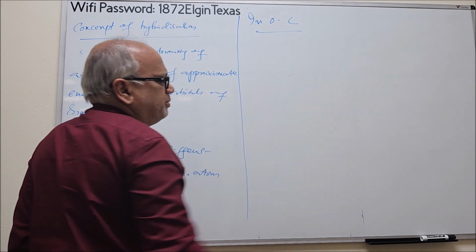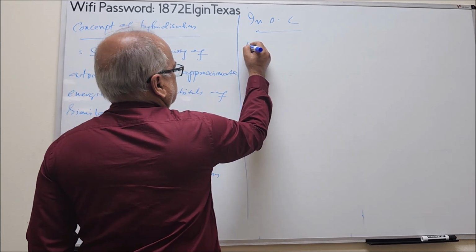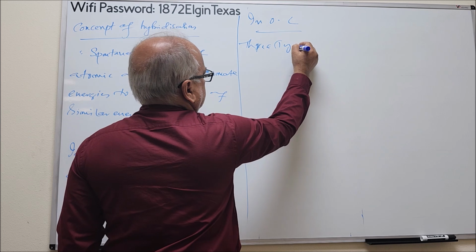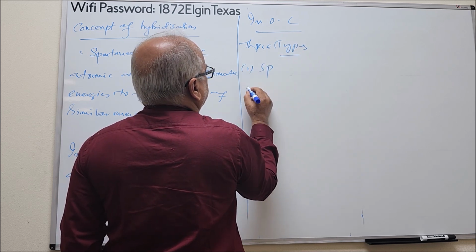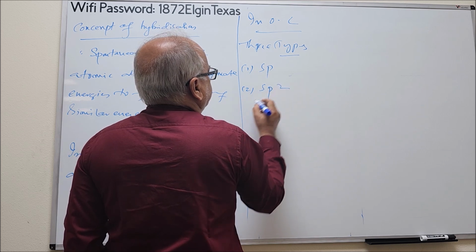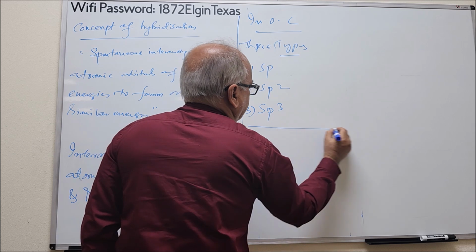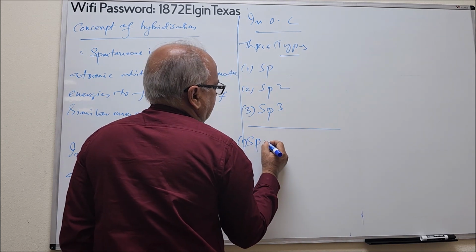In organic chemistry, we come across three types: sp hybridization, sp2 hybridization, sp3 hybridization. So let me discuss sp hybridization.